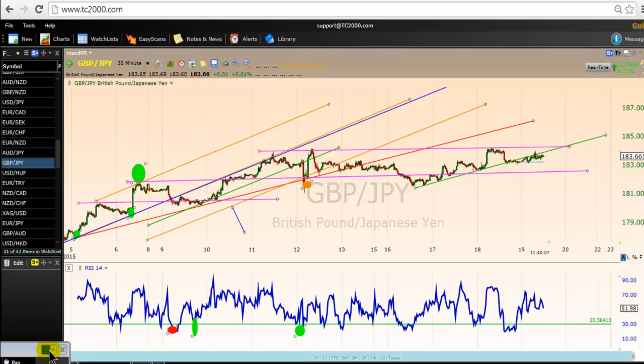Let's continue. This time, we don't want to stick to the 30-minute chart. We want to look at a higher time frame, because a common trading mistake is to make a trading decision completely on one time frame. That is wrong. One must always apply different time frames to see the bigger picture.